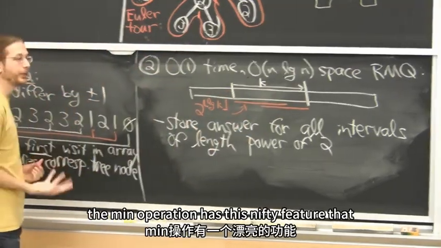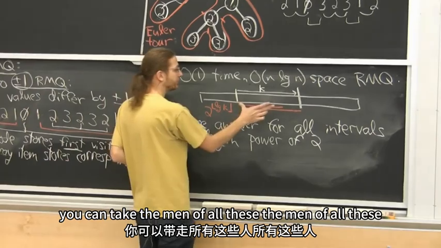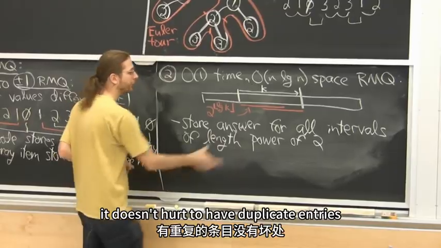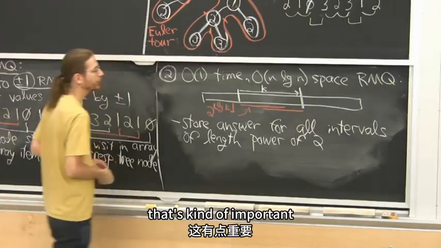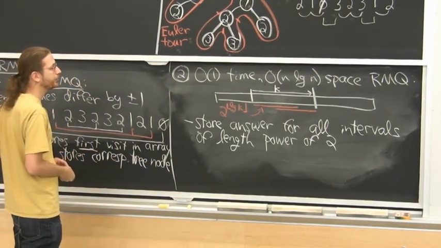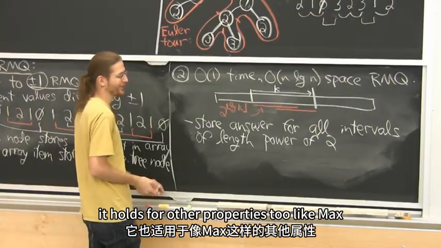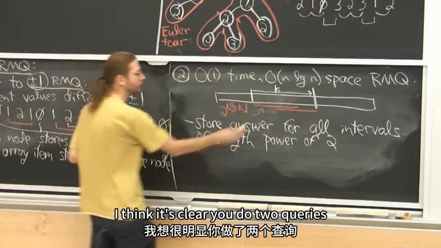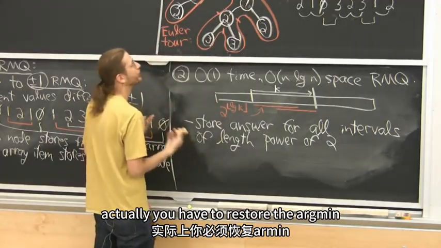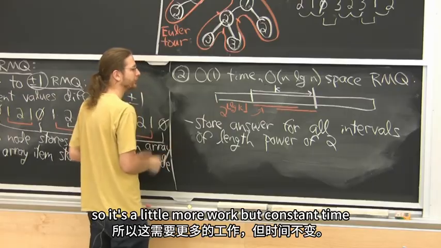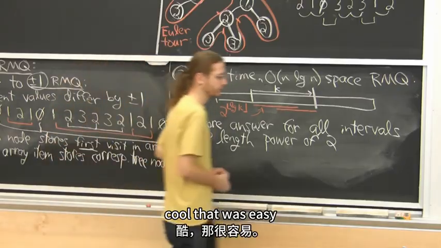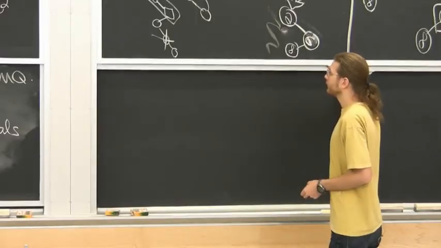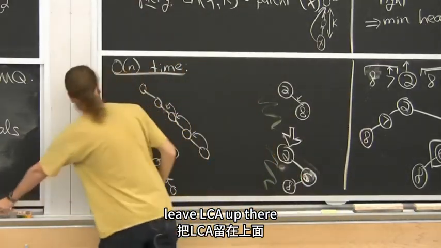And because the min operation has this nifty feature that you can take the min of all these, take the min of the 2, you will get the min overall. It doesn't hurt to have duplicate entries. That's kind of important. Property of min. It holds for other properties too, like max, but not everything. Then, boom, we've solved RMQ. Okay, I think it's clear. You do 2 queries, take the min of the 2. Actually, you have to restore the argmin, so it's a little more work, but constant time. Cool. That was easy. Maybe I'll leave LCA up there.